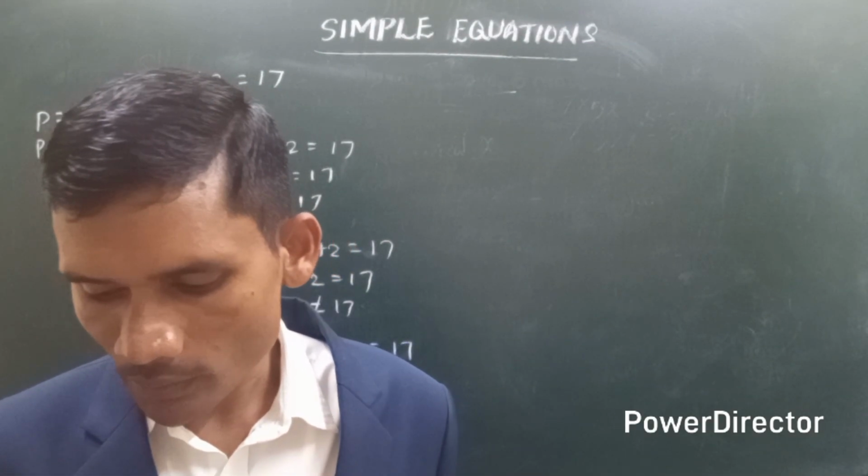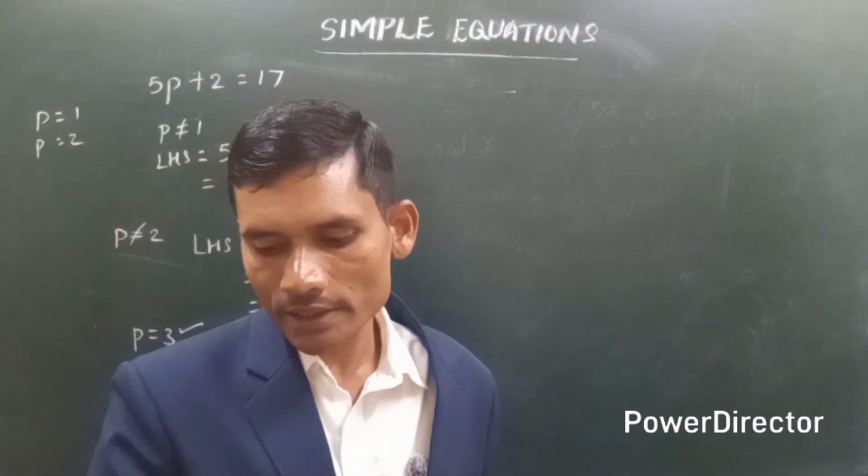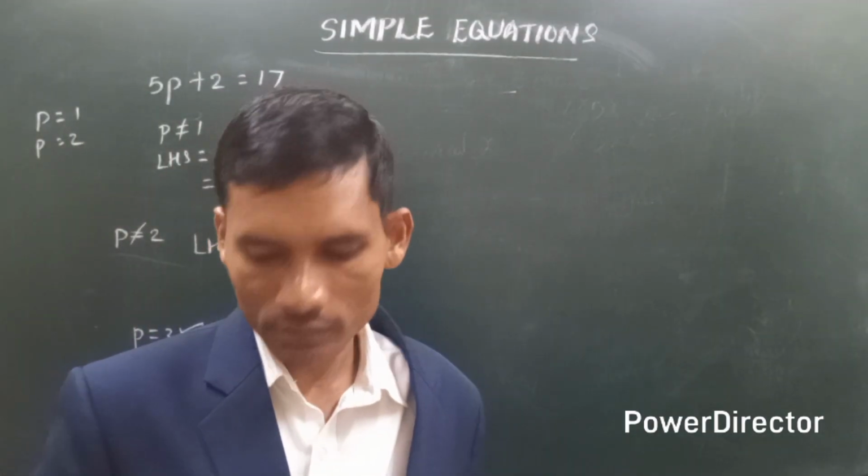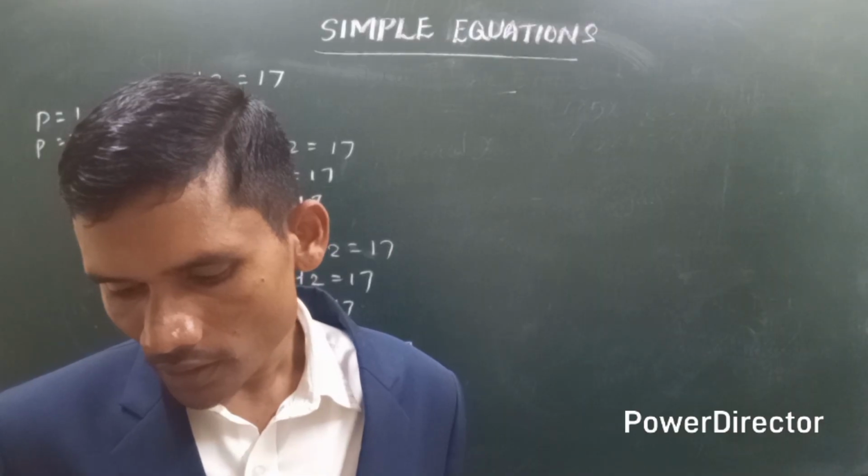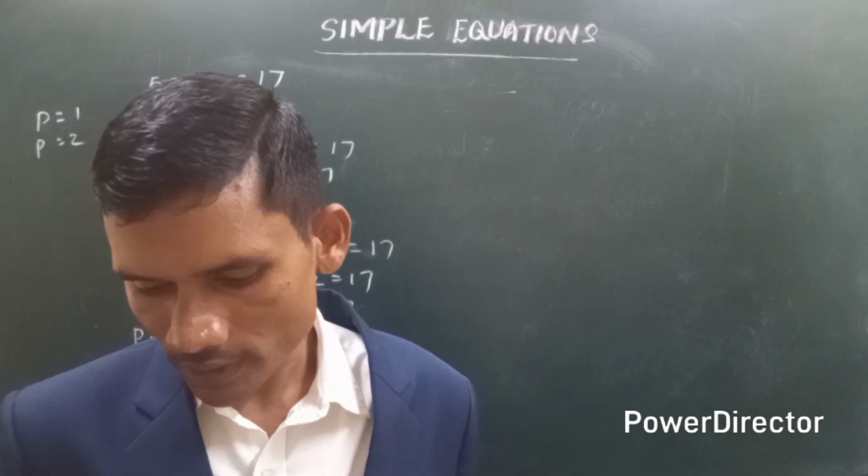So next one, 3m minus 14 is equal to 4. They have given it. It is for you to try there. You have to try, right? Next, write equations for the following statements.